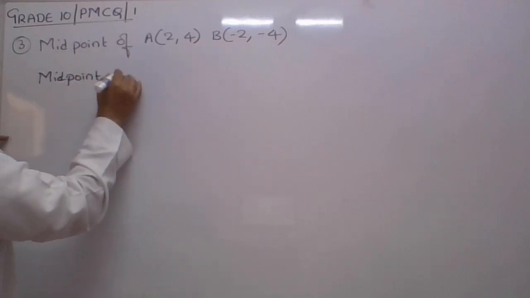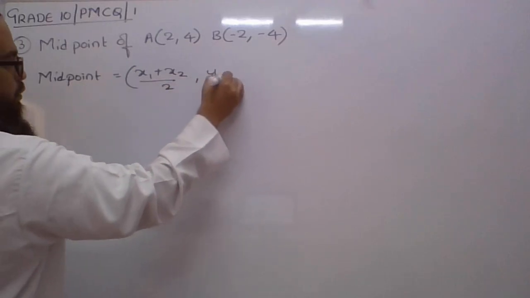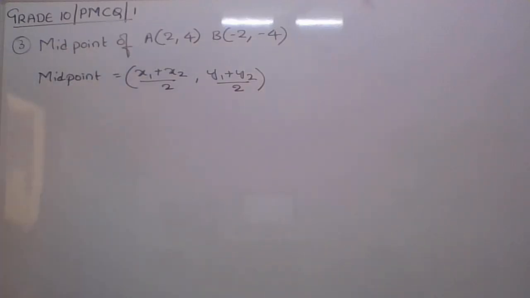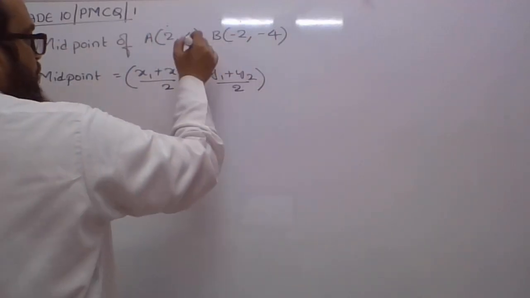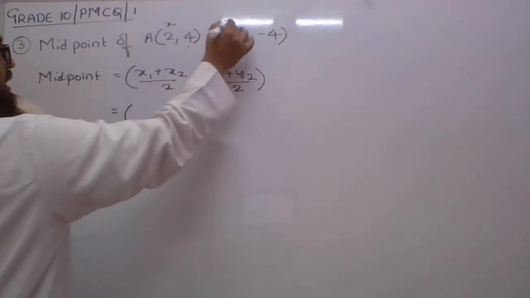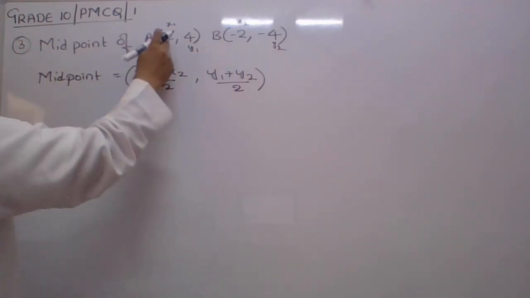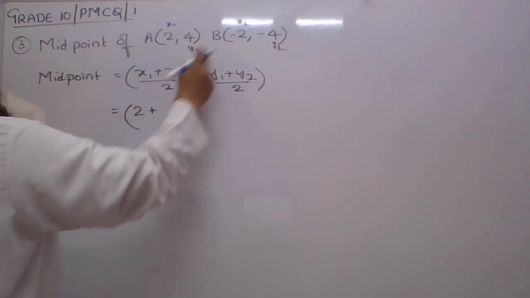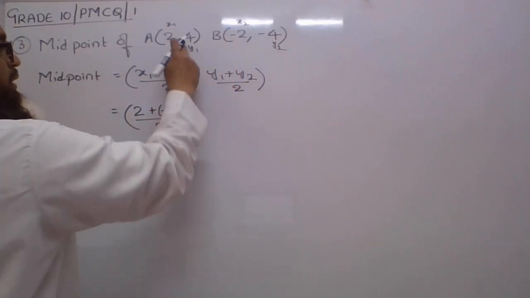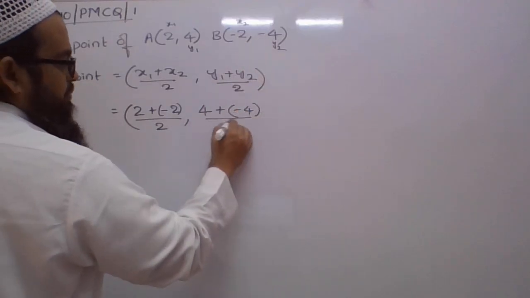So the midpoint of any 2 points is equal to (x1 plus x2) divided by 2 and (y1 plus y2) divided by 2. And what is x1, y1? This is x1, x2, y1, y2. So that is equal to, please write this in the examination, you will not get confused, otherwise you will get confused. So what is x1? 2 plus what is x2? Minus 2. When you have two signs, put them in brackets. y1 is 4 plus of minus 4, divided by 2.